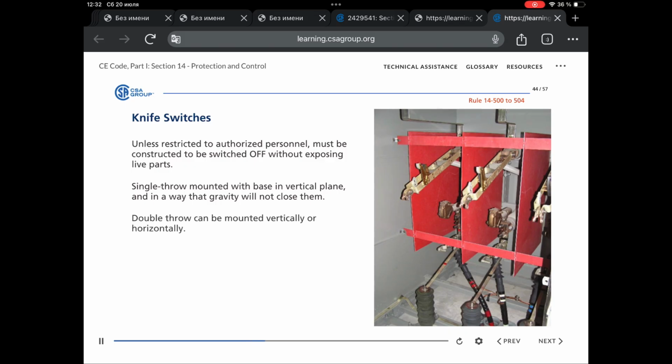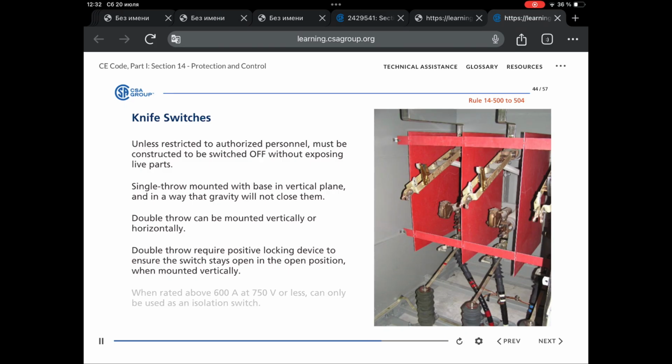Double-throw switches can be mounted horizontally or vertically. However, if mounted vertically, they require a positive locking device to keep the switch open when it is in the open position. Lastly, due to their construction, arcing can occur when operating a knife blade switch under load. To limit the hazard, knife blade switches rated above 600 amperes at 750 volts or less must not be used under load and are limited to isolation switching.